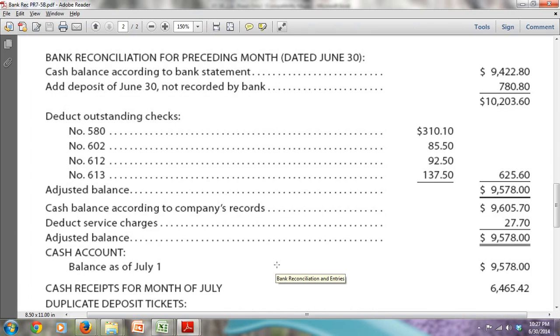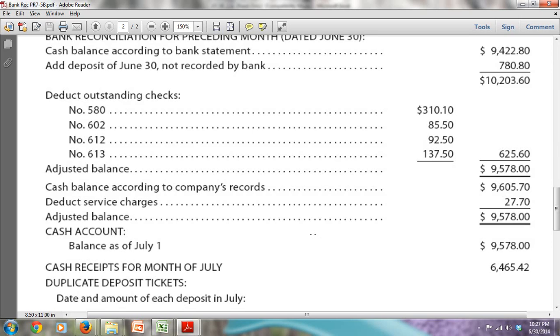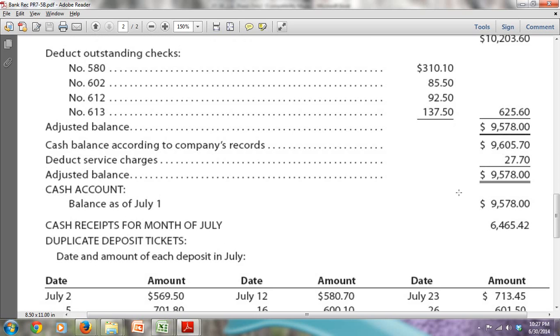So we're going to go and look at the company records page, and you'll see what they give you. We're in the month of July, so we're doing July's reconciliation. They've given you the reconciliation for the month of June, the previous month. So the ending balance or adjusted balance on that reconciliation should be our starting point as our beginning cash balance. So this is our beginning cash.